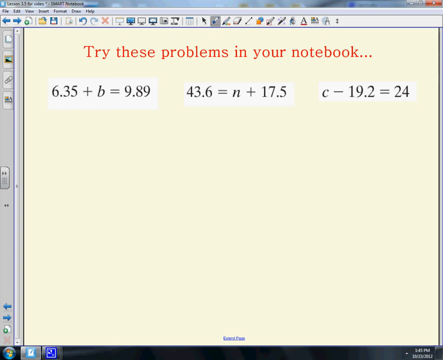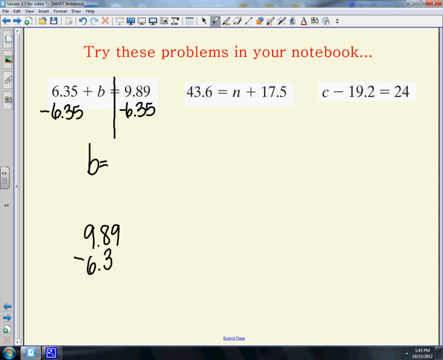All right, so this first one, I am going to subtract 6.35 from both sides. So then I get b equals 9.89 minus 6.35. 9 minus 5 is 4. 8 minus 5 is 3. Gosh, 9 minus 6 is 3. 3.54.